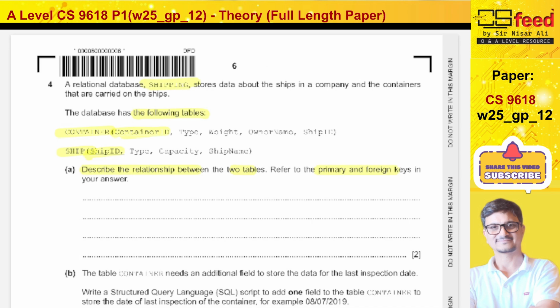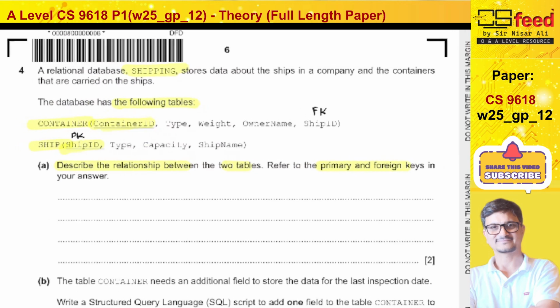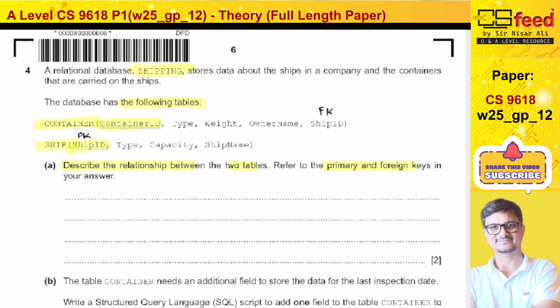First of all, we are going to see what the relationship is. You can see that this ship ID is the primary key. There is a foreign key here. So this means that the relation between ship and container is one to many. All right. So we will write this in sentence form.